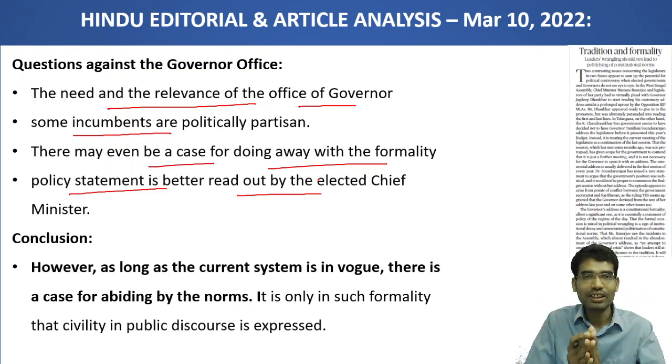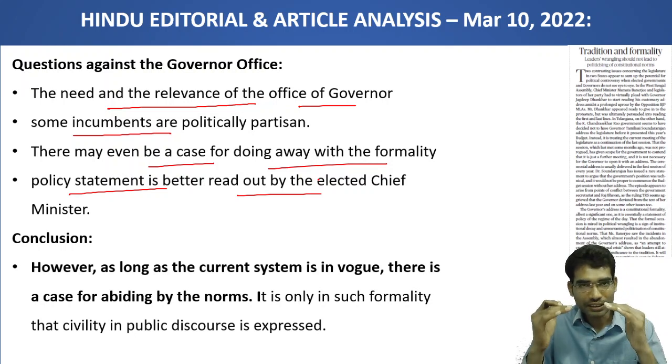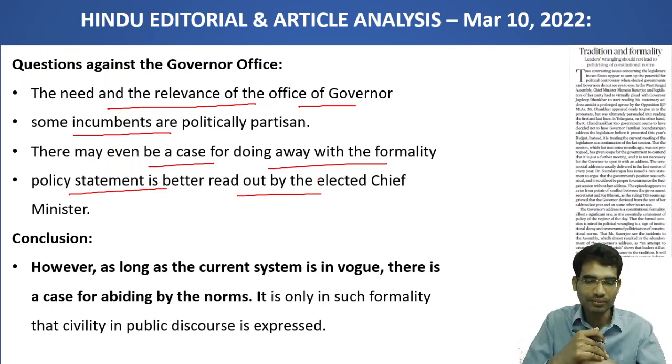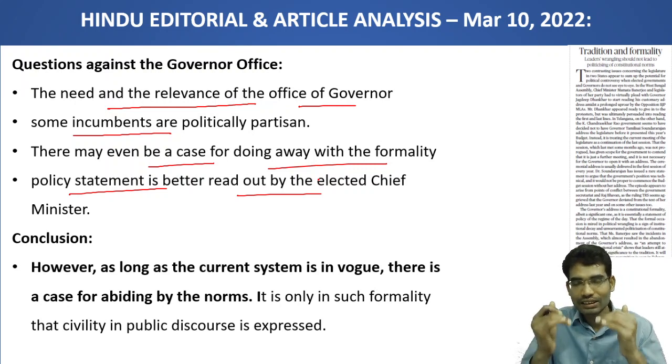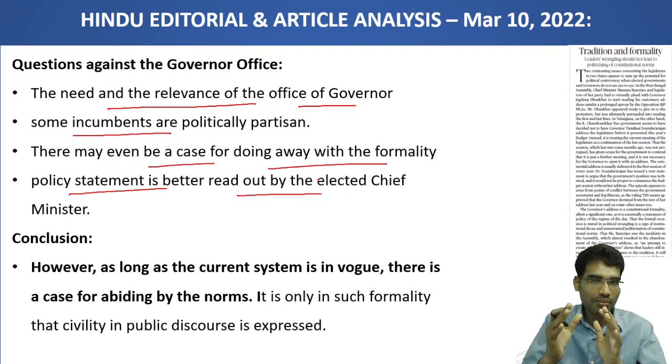However, the editorial concludes by saying that as long as the present system is in practice, we have to follow these norms. We should not do away with these norms, because in our syllabus we also have constitution versus constitutionalism. These are examples of not following constitutionalism. We have to follow the spirit of the Constitution. As long as the present system is in vogue, we have to follow the norms and practices which are already practiced for the sake of democracy.